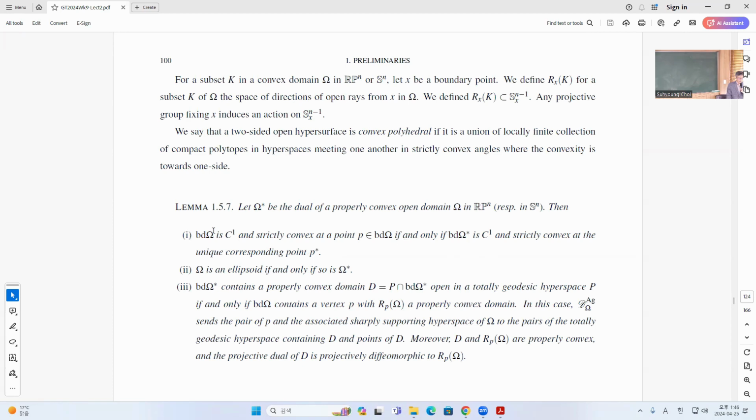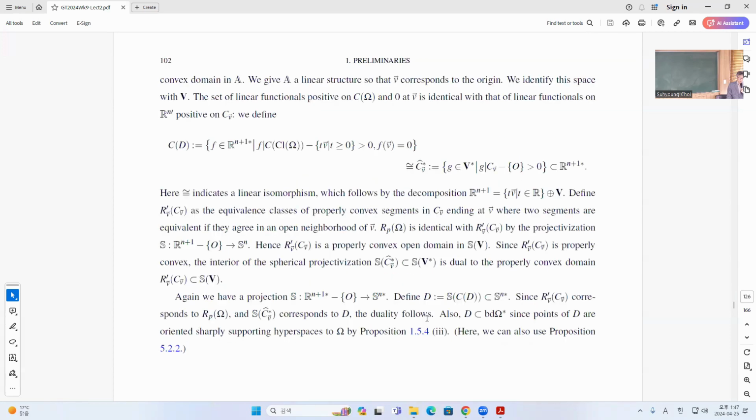If it's not C1, C1 is needed for there being a unique point because there should be a unique supporting point here. And if Ω* is an ellipsoid... so if you have some flat domain in the boundary, then in the dual it will be some sort of a sharp cone associated with this subspace in the dual. Okay, so that's what we want to say.